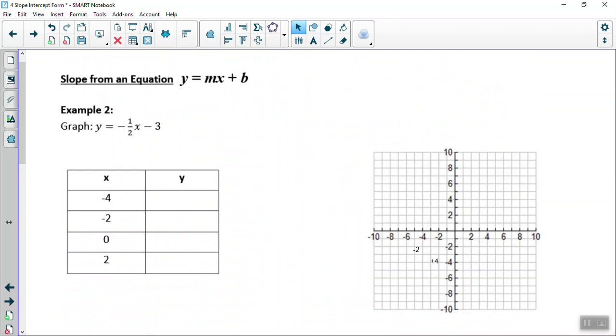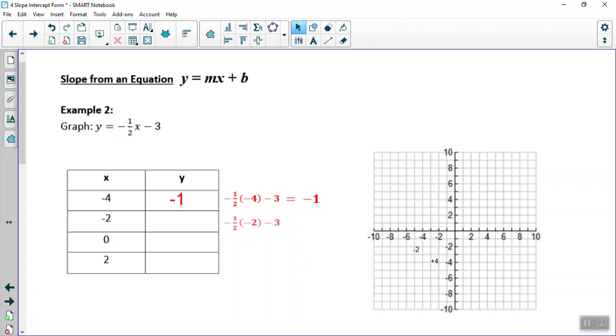So if I do -1/2 times -4 minus 3. So that -1/2 times -4 will give me a +2, minus 1 gives me -1.